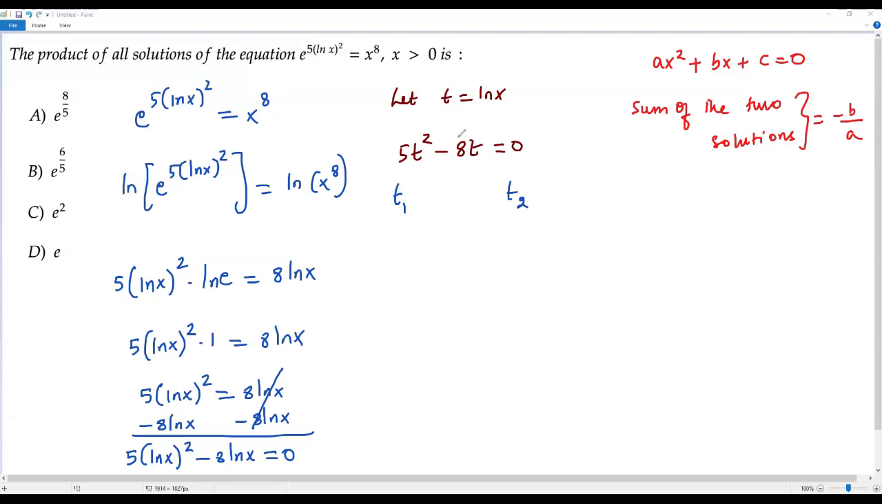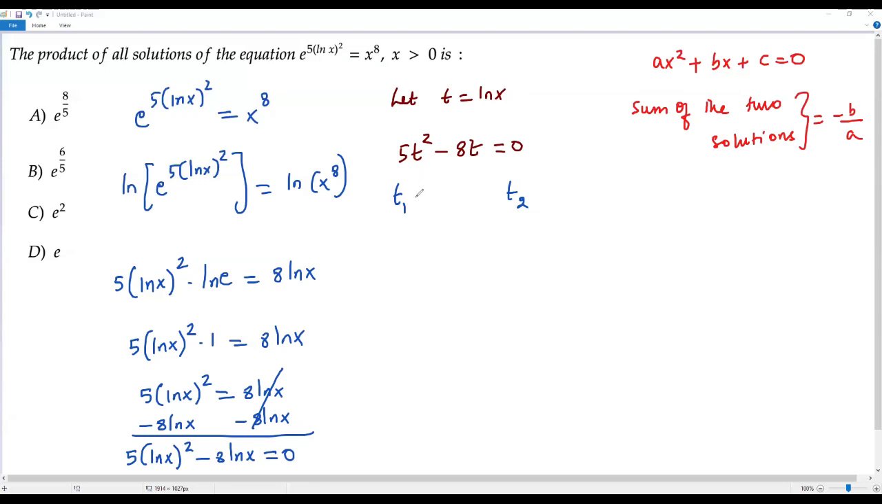When I get 2 values for t, I'll be getting 2 values for x corresponding to the 2 values of t over here. That is, if I plug in the first value of t, that is t1, over here, I'll be getting a value for x. And when I plug in the second value of t, that is t2, I'll be getting the second value of x.